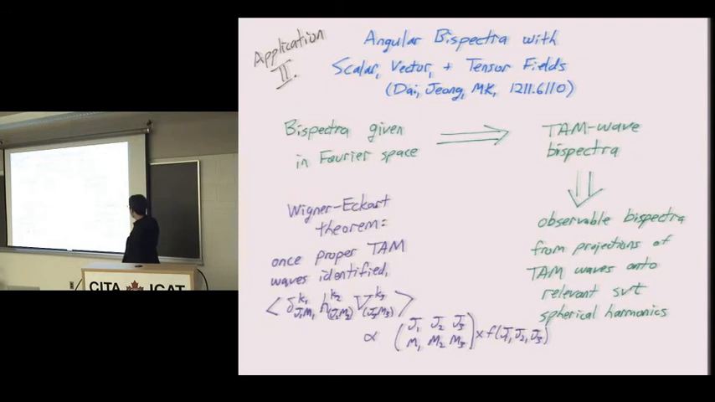So once you have these total angular momentum wave bispectra, the observable bispectra just result from projections of the total angular momentum waves onto the relevant scalar, vector, or tensor spherical harmonics, depending on the observable you're looking at. Scalar, say temperature, or Stokes parameters Q and U, or the deflection angle of lensing.